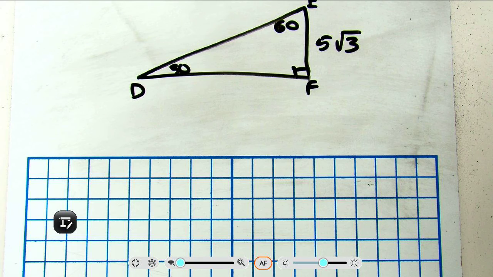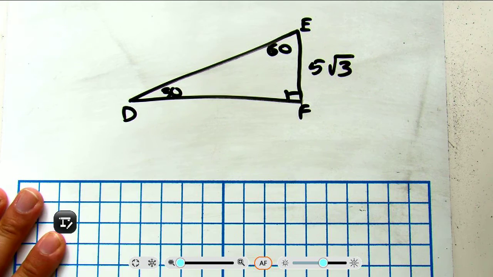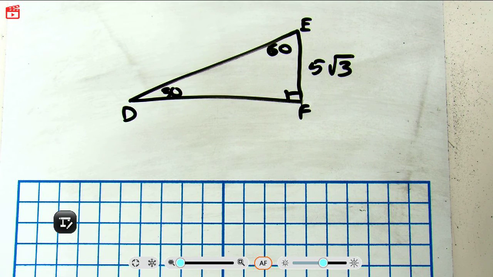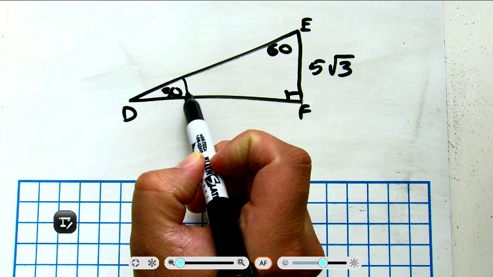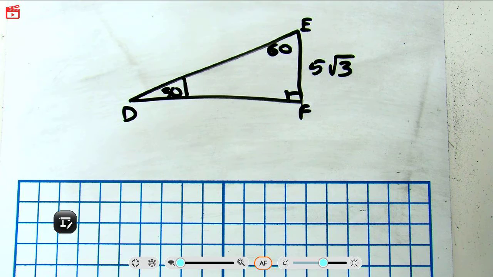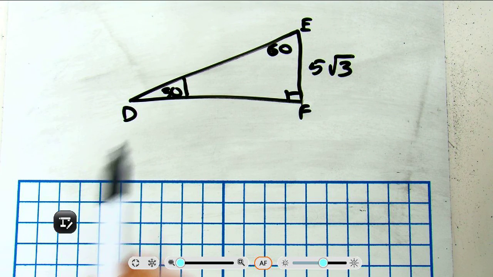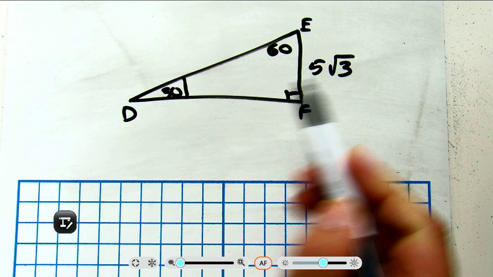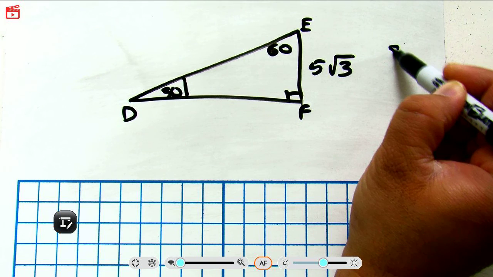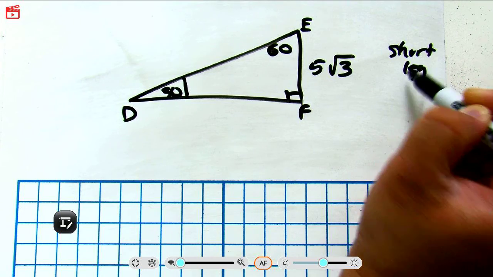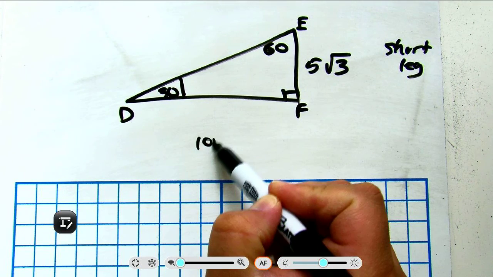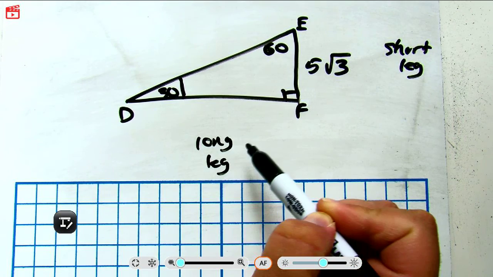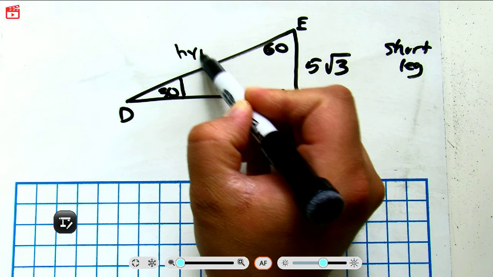What side do they give us? Do they give us the hypotenuse? Do they give us the long leg or the short leg? So we start with this angle. This angle is 30 degrees, and this is the shortest angle, which means that this is the short leg. This is 60 degrees, which means this would be the long leg. And then this is our hypotenuse.